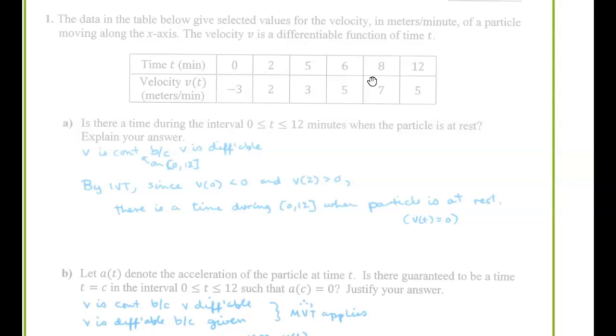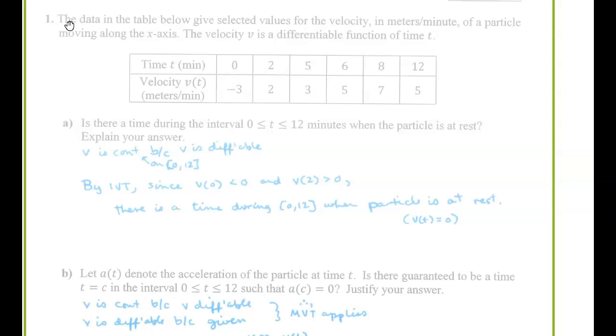All right. So for the next part, we are looking at a data table with time and velocity. So it's important to recognize that this is velocity, not position. And we get asked a couple questions. The first question is, is there a time during the interval where the particle is at rest? In order to determine if a particle is at rest over an interval, we need to know 2 things. Is this function continuous and differentiable?